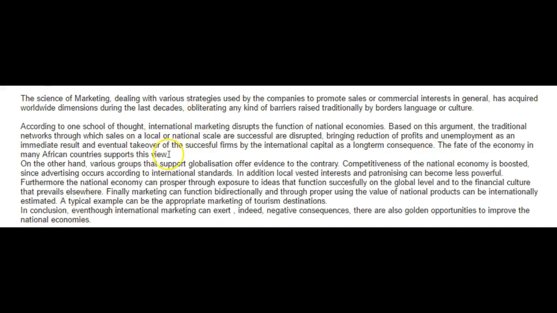Here as well, you would need to tell us what the fate of the economy of many African countries really was. We need to know, if you refer to something, an idea as complex as this, really it needs its own paragraph. What is the fate of the economy in African countries? How does it relate to international marketing? And how can that be measured?